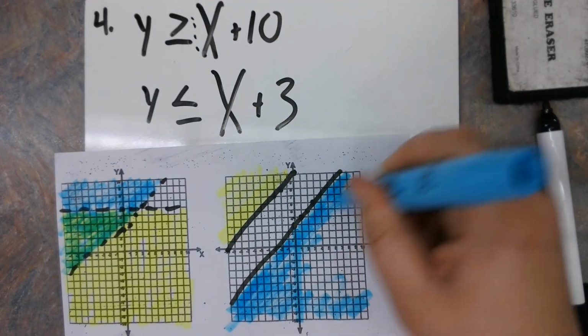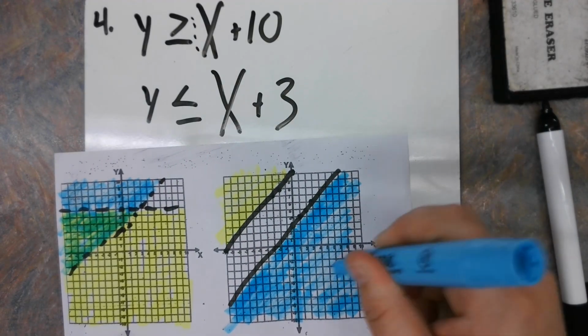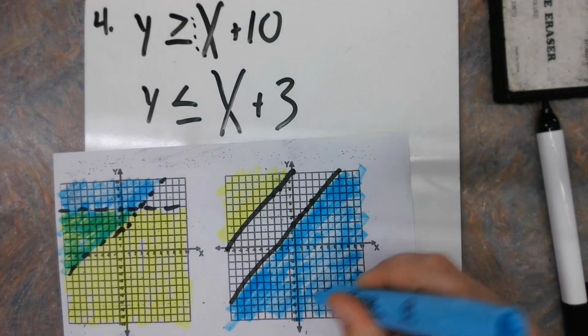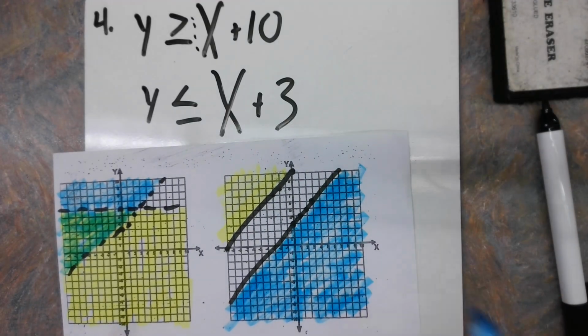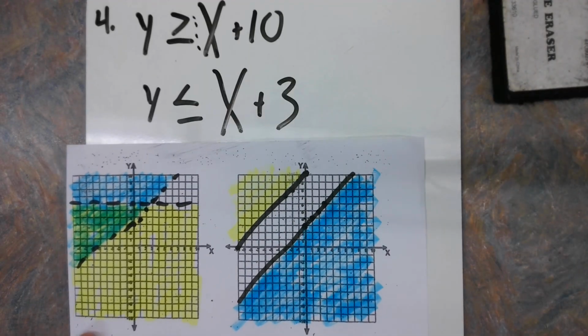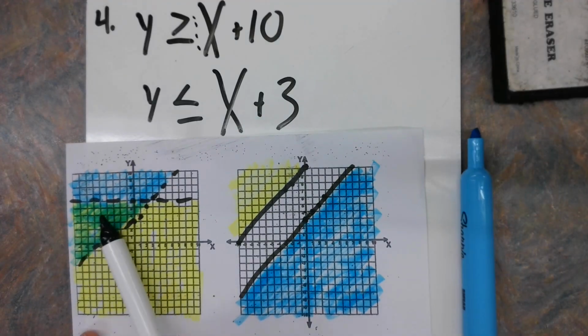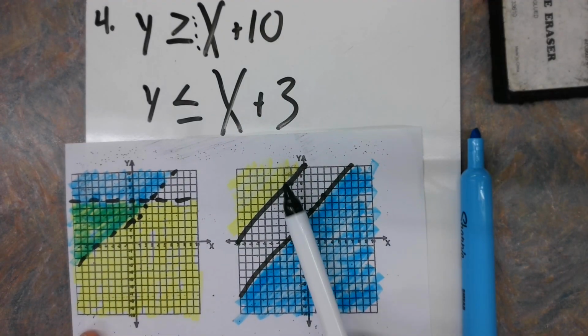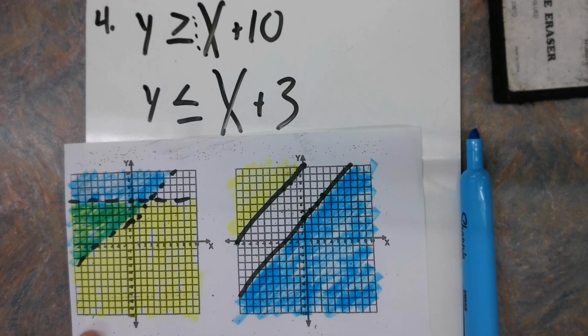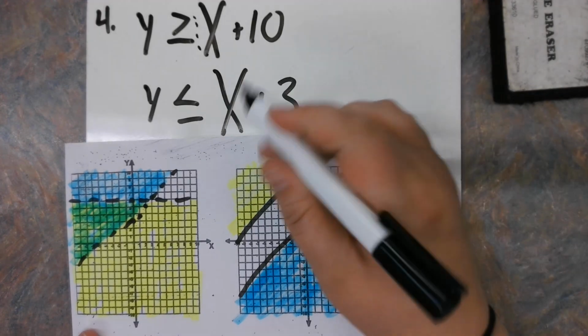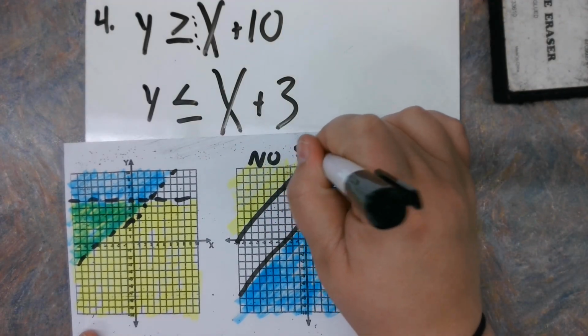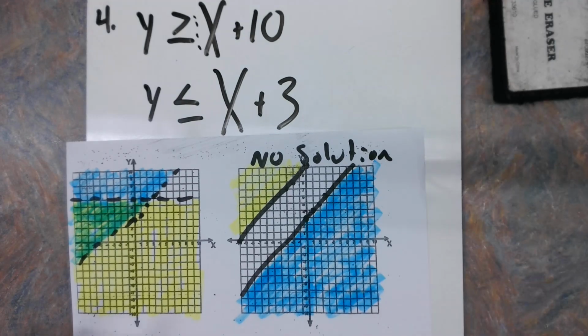Doesn't have to be perfect. There's allowed to be some holes. We're just drawing on paper. Okay, this one, special rule, remember the solution is only where it's double shaded. Was this one double shaded? No, it was not. So that means there is no solution, and we write no solution.